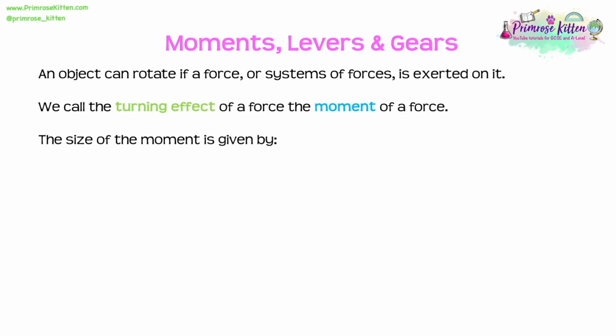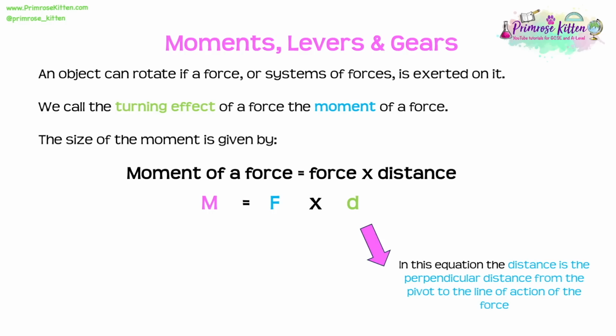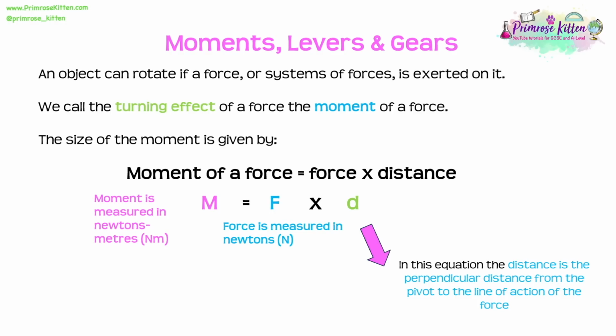Now, an object can rotate if a force or a system of forces is exerted on it, and we call the turning effect of a force the moment of a force. Now, we can calculate the size of the moment using this equation here. Moment of a force equals force times distance. Now, in this case, the distance that we're talking about is the perpendicular distance from the pivot to the line of action of the force. Okay, so make sure that you've got it at right angles to that force. Now, the moment is measured in newton metres, force is measured in newtons, and the distance is measured in metres.